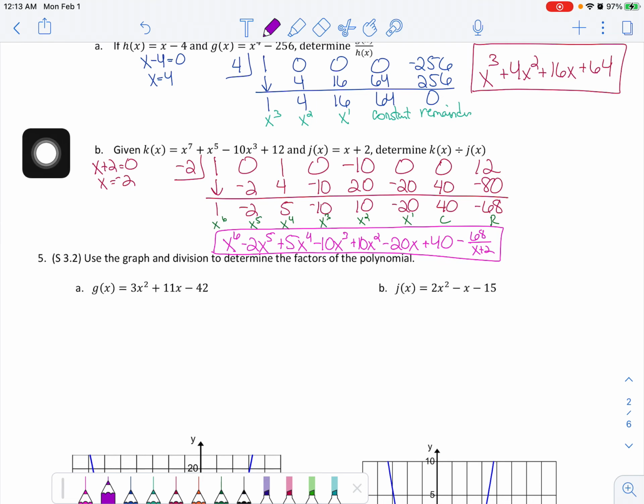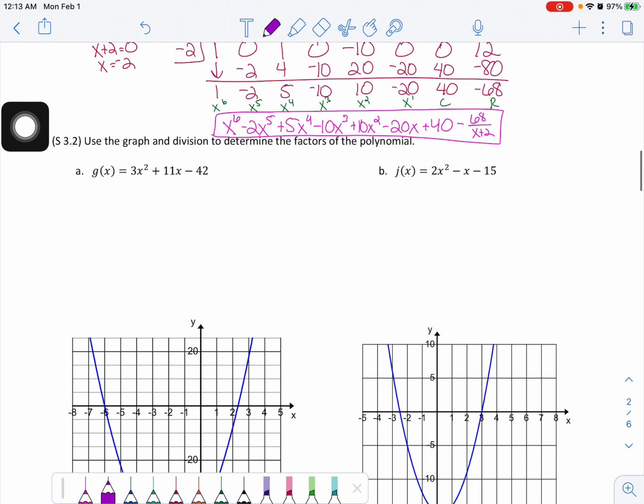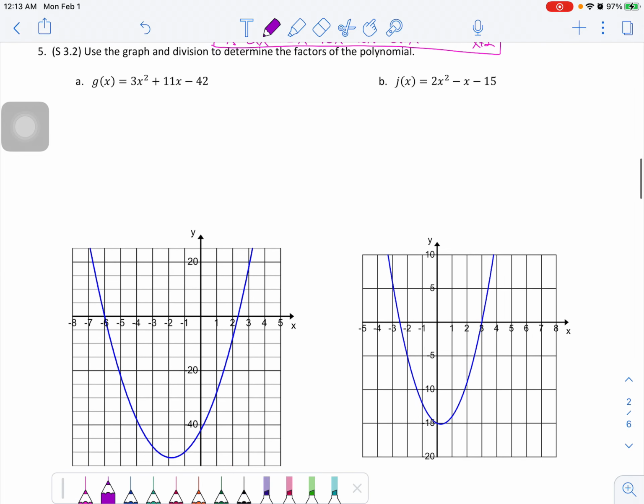All right. Question number 5 has 2 parts to it. Use the graph and division to determine the factors of the polynomial. All right. So my factors relate to my zeros, which are basically my x-intercepts. I have one that's really obvious, one that's not so obvious. The obvious one, I know x is equal to negative 6. So one of my factors, because this is a 0, I'm going to flip the sign, and I know one of my factors is x plus 6.